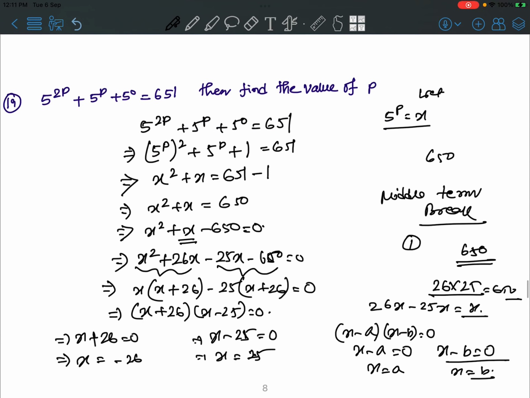From this we will not get anything, because 5 to the power p equals minus 26. We cannot factorize 26 in the form of 5, but we can do the factorization in the case of 25, which is 5 to the power p equals 5 square. That means p equals 2. Okay, this is the final answer. So what is the answer? That means p equals 2.